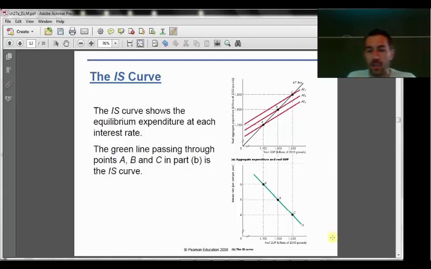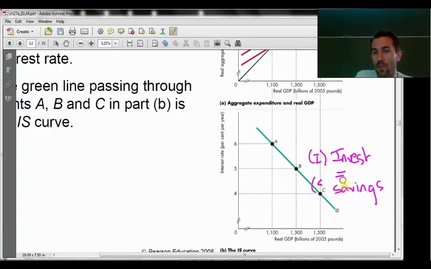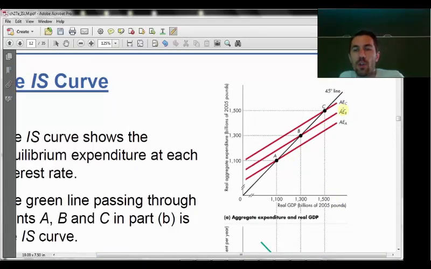Okay, it's called the IS curve because it's a summary of all the points where investment equals savings. So where I, investment, equals savings, IS curve. How do I know it gives me all the points where investment equals savings? Because each of those points is a point of equilibrium in my aggregate expenditure model. What do I know about all the points of equilibrium in my aggregate expenditure model?